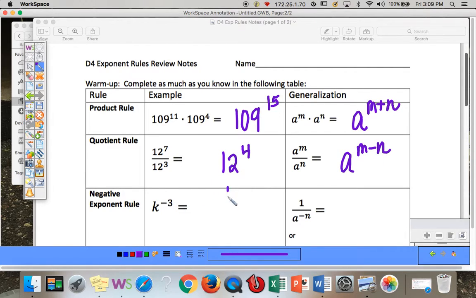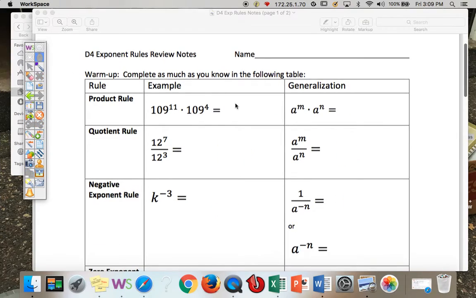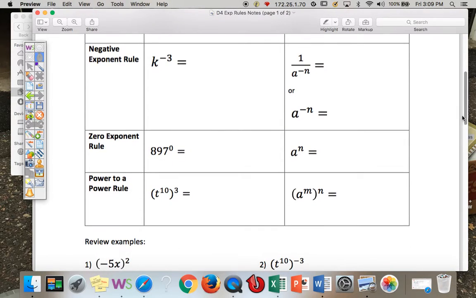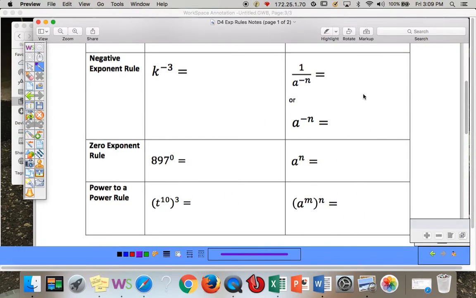If you have a negative exponent, you can flip it to the opposite spot and make it positive. So I should make that 3 positive. If it's negative on the bottom, flip it to the top and make it positive. So I call it the flip-flop rule here. The negative exponent rule, flip-flop. This is 1 over a to the n.